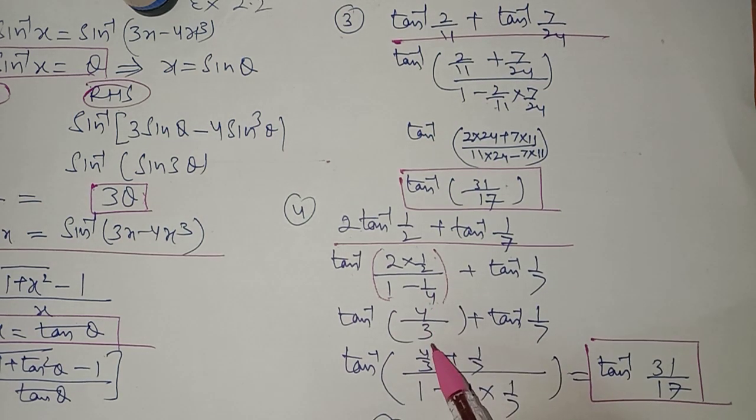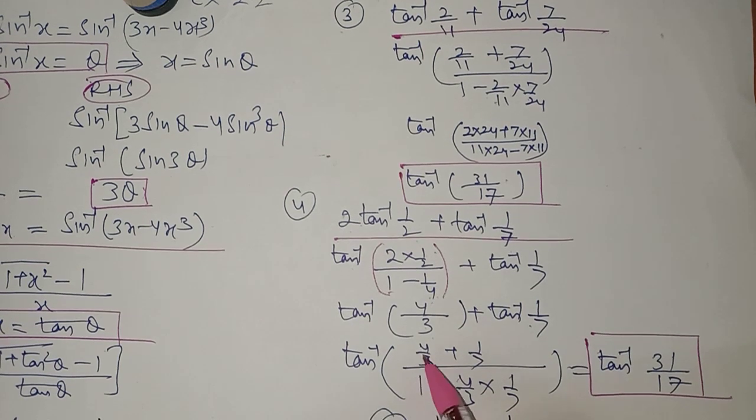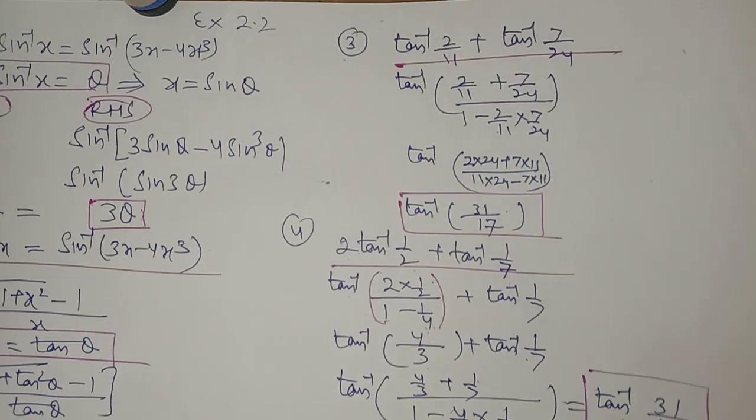Simplify it, we are getting 4 upon 3. Use the formula of tan inverse x plus tan inverse y, that is tan inverse x plus y upon 1 minus x into y, which will give tan inverse 31 upon 70, which is equal to the right hand side.